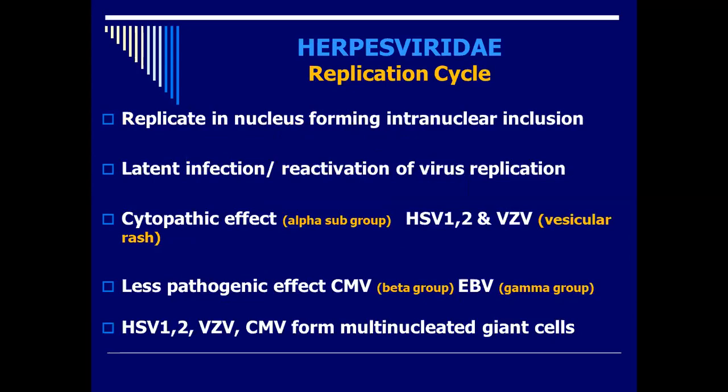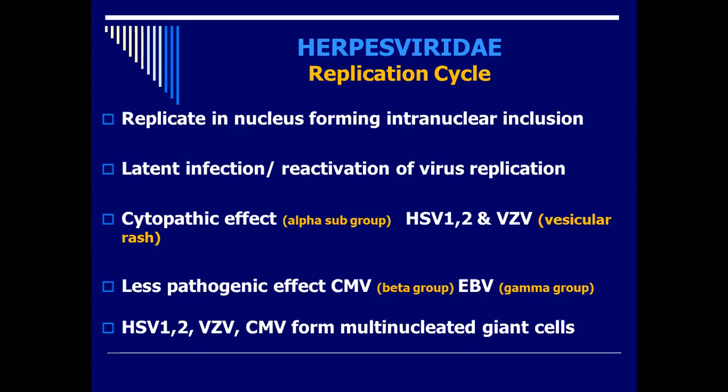Now, the replication cycle of all of these viruses: as they are DNA viruses, we know that all DNA viruses replicate in the nucleus, and they form intranuclear inclusions. The virus has shown the greatest tendency towards latent infection. After the initial acute infection, the virus becomes quiescent in its action, and it lies dormant somewhere in the tissues. But reactivation of the virus can occur because of immunosuppression or other factors that reduce the immunity of the human body, and replication would start.